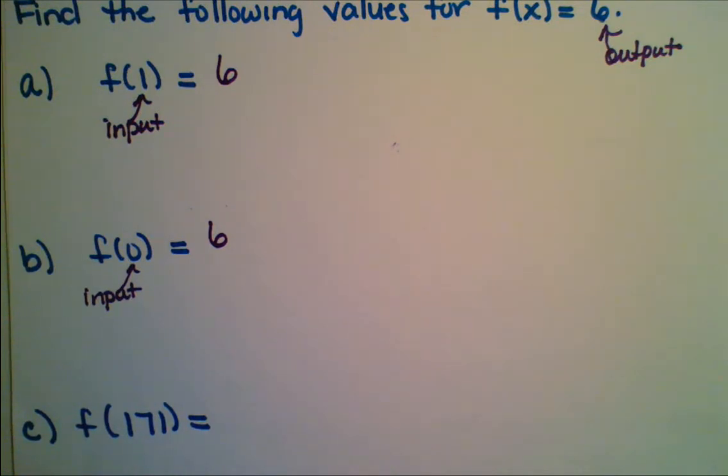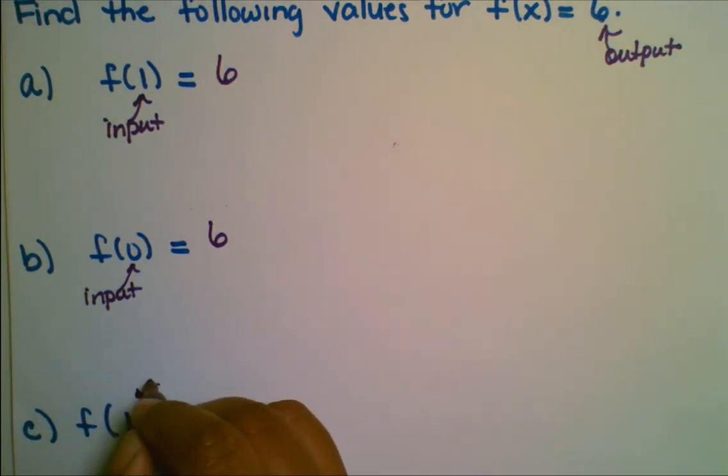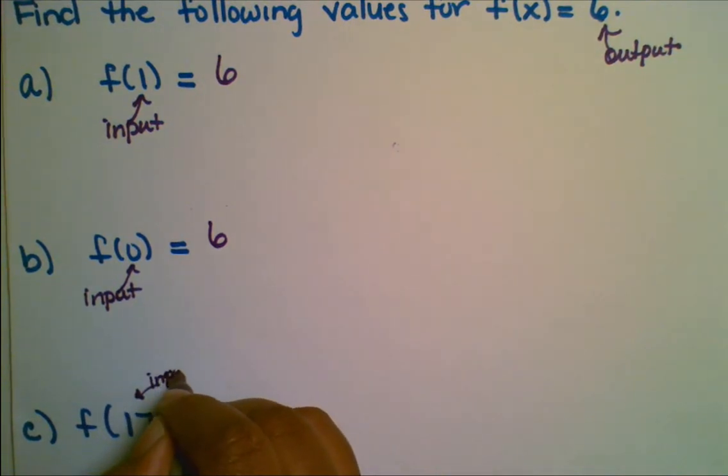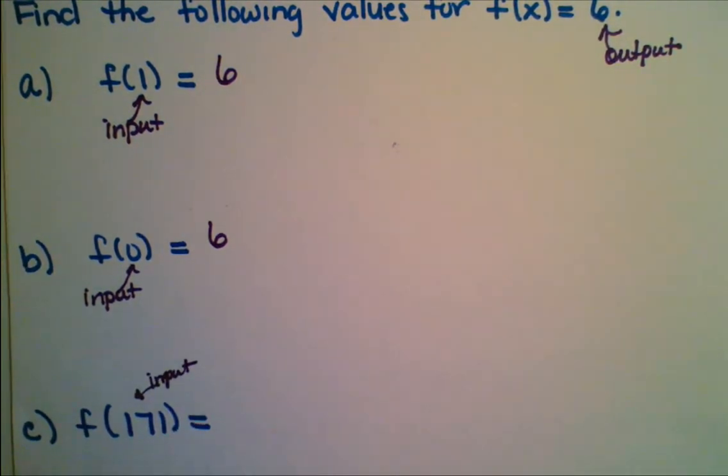How about C? What do you think that would be? The solution. Our input value is 171, but no matter what, for this example, our output is going to be 6. So it stays the same.